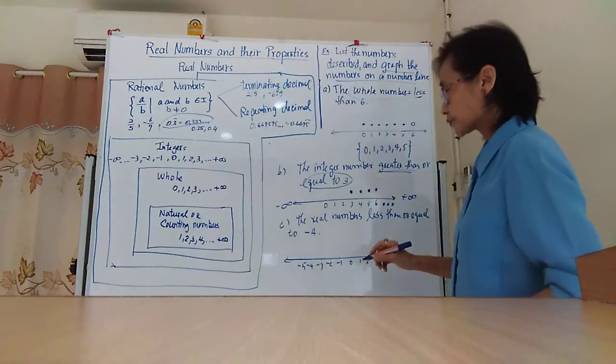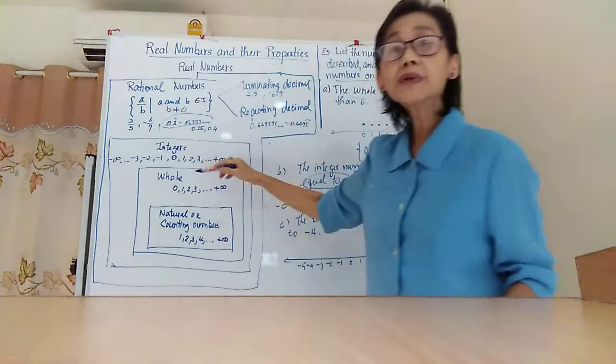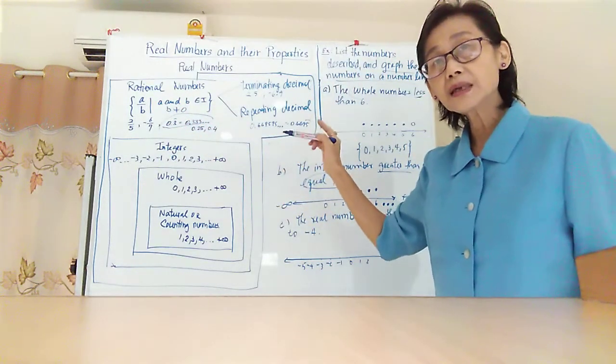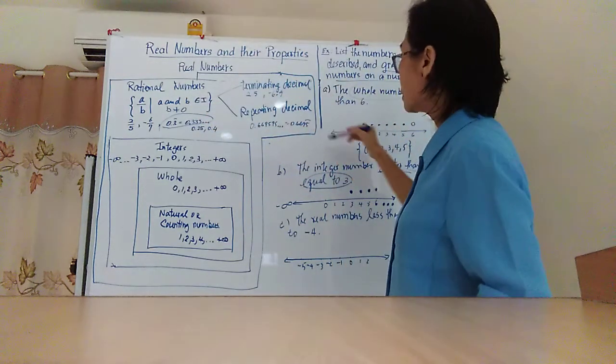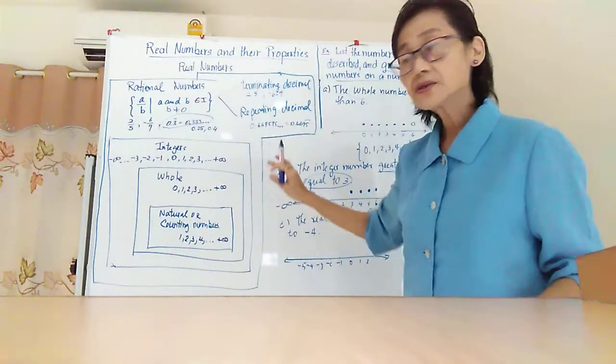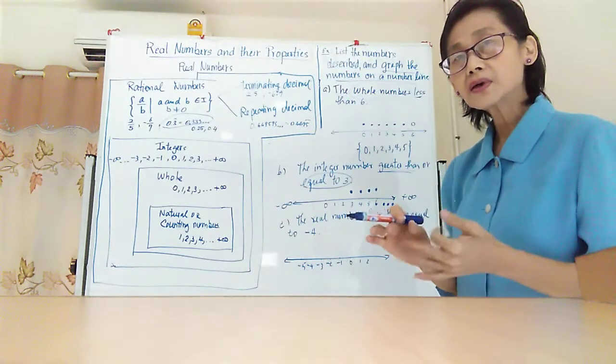Okay, so now real number come back. Real number means all the numbers on the number line, correct? All the numbers on the number line. So that includes rational and irrational. So that means anything there, including decimals, fractions, surds, square roots, all kinds of things.